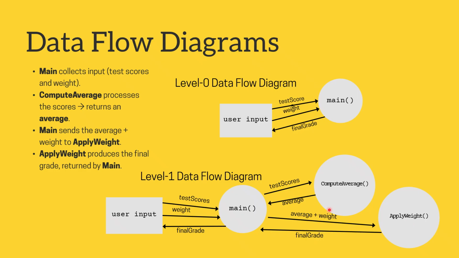The important thing though is again to label everything. Make sure you're labeling what data, because this is a data flow diagram. So we want to show how that data is flowing. Test scores are going into main, weight is going into main. In this instance, test scores is going into compute average, and we're getting an average back. That data is coming back, and then we're taking that, adding it to the weight, and moving it to the apply weight function, and then apply weight function is doing its calculations, and then it's going to send back the final grade data, and then main is going to send that back to the original caller or the user.